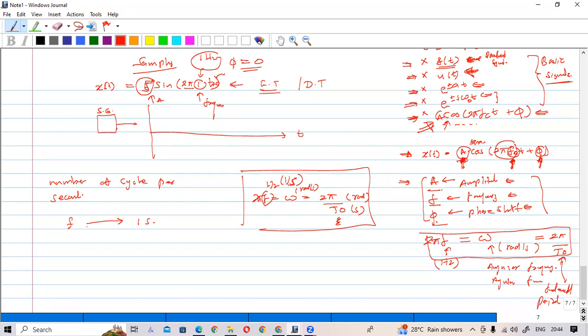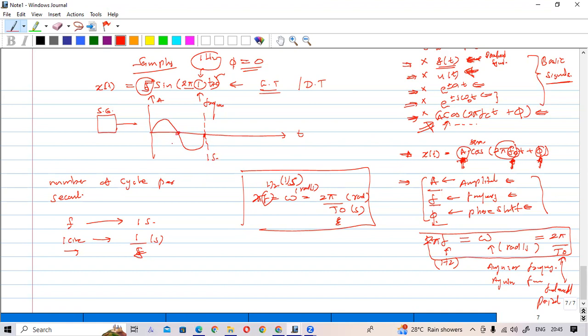So if you want to find the time for 1 cycle, that will be 1 over F. So this is the 1 cycle time. F is 1, so 1 divided by 1, you will have 1 second. So for this signal, 1 cycle will be 1 second. This is 1 cycle, so this point will be 1 second.